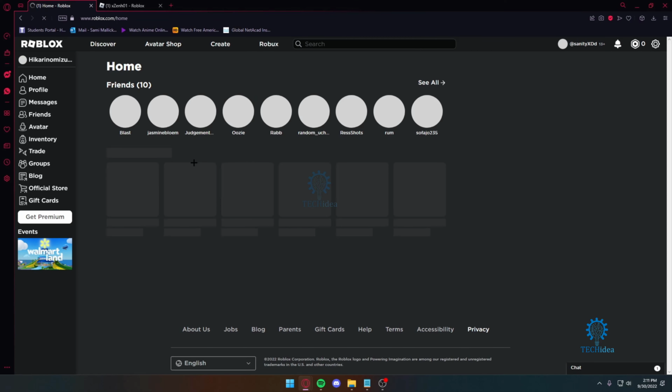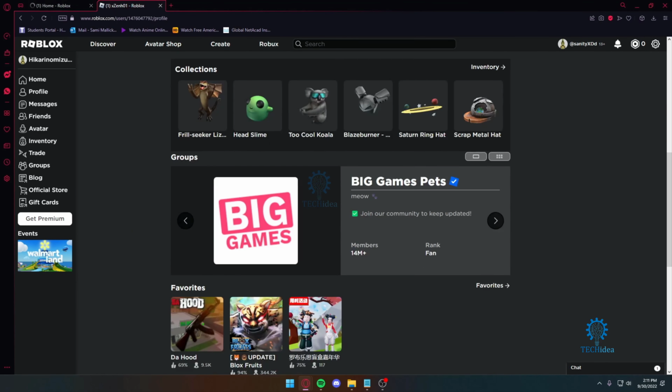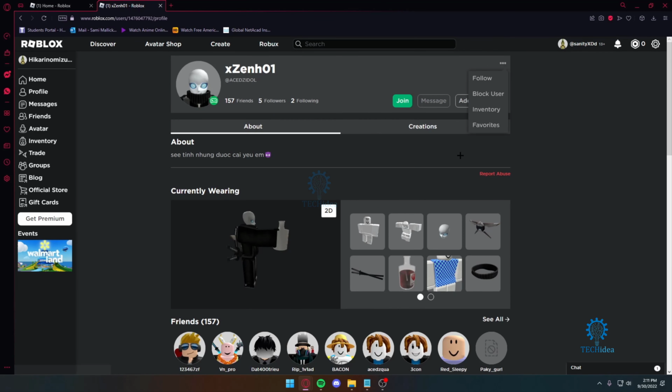But if you're trying to trade with someone, what you want to do is, I've got this guy's profile up. He's not a friend, it's just someone I know. I just found this random profile. So from here, what you want to do is press on the three dots. Once you press on the three dots over here, there should be another option called trade.